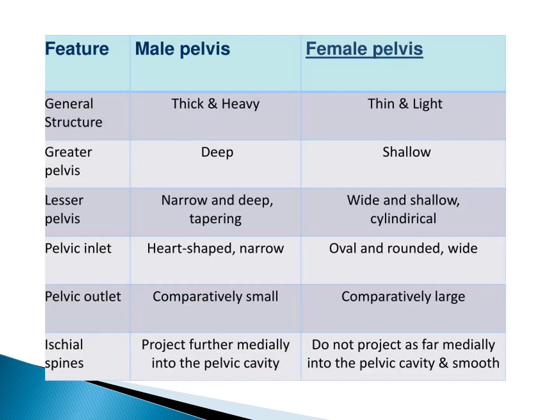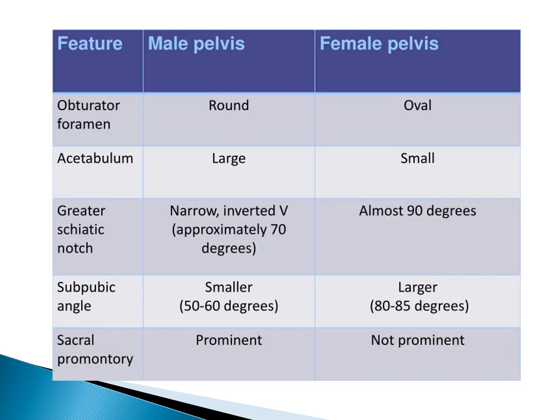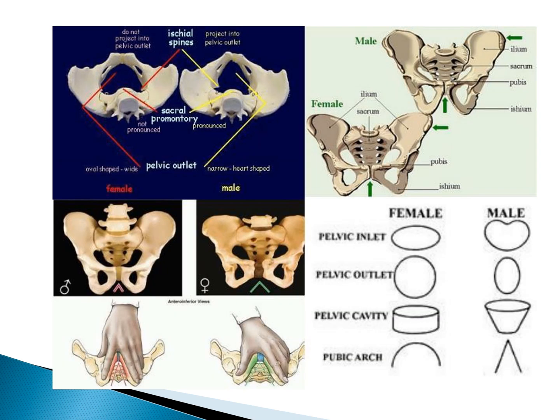So these are the major important differences between the male pelvis and female pelvis, which you have to know thoroughly. It continues in the second slide also. Very, very important. Usually they'll ask you to write about 8 to 10 important differences. These are figures related to male and female pelvis. The inlet, outlet, the cavity, and the pubic arch are very important, the pubic arch being a main difference between the female and male pelvis.